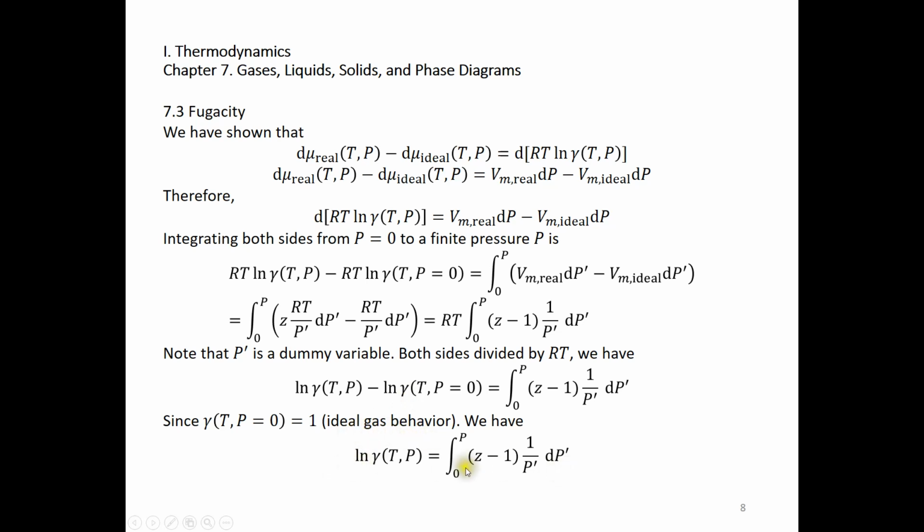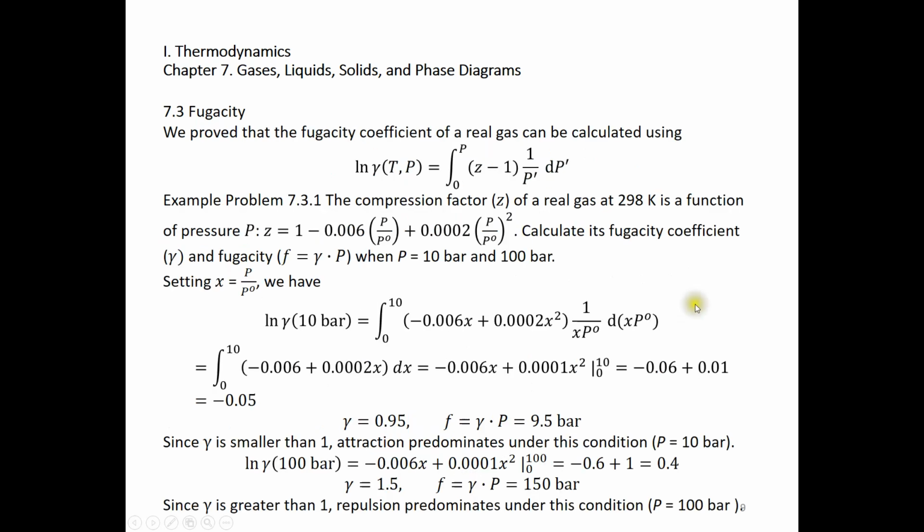Alright, now we have this equation. It's proven. Okay, we proved that the natural logarithm of gamma, the fugacity coefficient, is equal to this integral. Now let's look at one numerical example problem, 7.3.1. Let's say the compression factor of a real gas at room temperature is a function of pressure, so we have this function of pressure here. Again, Z does not have to be a constant at a given temperature.